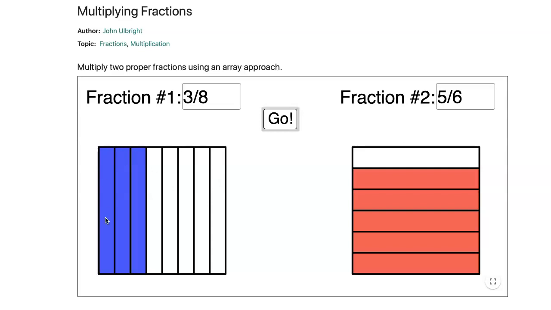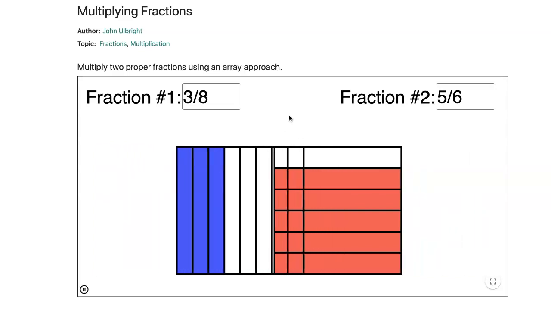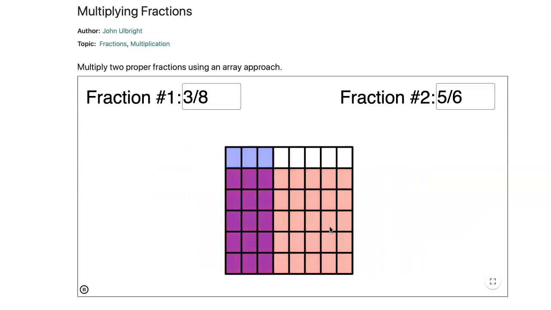If you have 3/8 here, it's divided into 8 sections, and 3 of them are shaded. The other one is divided in the other direction into 6 sections because it's 5/6, and 5 of the 6 are shaded. So now I'm going to click Go. And they come together and they overlap. The ones that end up being this fuchsia color here are where the two sections overlap.